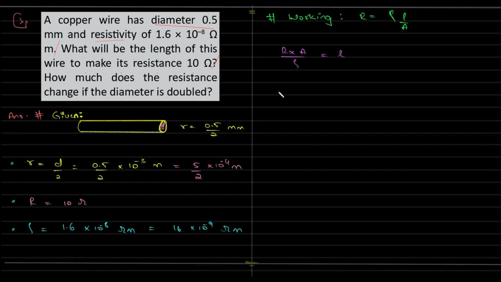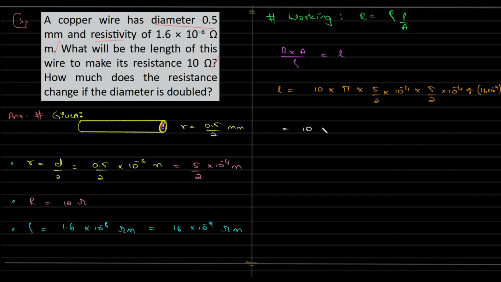So we have this. Length is equal to resistance, which is 10, times area of cross section, that is pi r square. So pi into r, okay, let me write pi itself. R is 5 by 2 into 10 to the power of minus 4, into 5 by 2 into 10 to the power of minus 4. This is getting divided by resistivity, which is 16 into 10 to the power of minus 9.